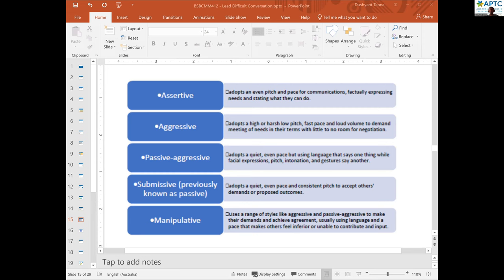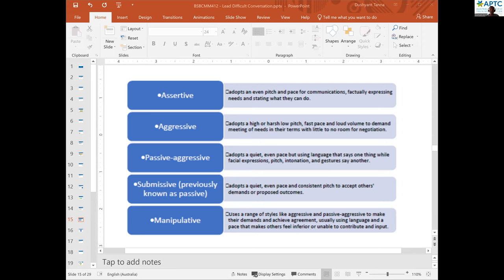The next is passive aggressive. Adopts a quiet, even pace, but using language where one thing says one thing while the facial expression says the other. When you're saying, "I'm not angry at you," you're already showing this thing. Even though you are verbally saying that you are not angry, the way you are saying reveals that. Your facial expression says that thing. When you are very angry, "No, I'm fine." But you are demonstrating things which tell that you are not.